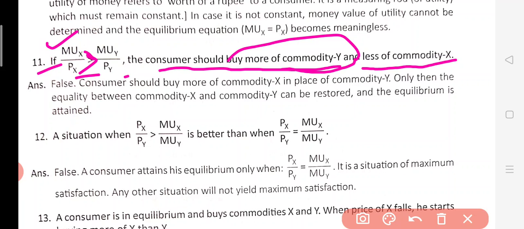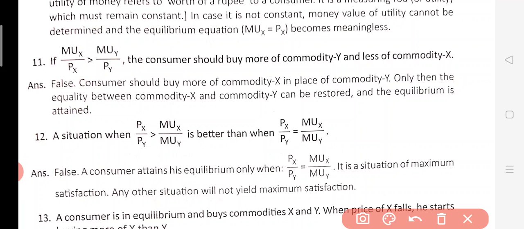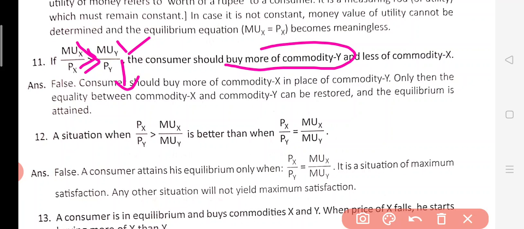And according to this statement, they are saying that he should spend money and buy more Y good. But already he is getting less satisfaction from Y good, because this arrow is showing that MUy is providing him lesser satisfaction or lesser utility. So in this case, if you spend more money on Y good, this will go further down and this arrow will still remain like this. So he is not going to get equilibrium in this way. He will have to spend on this X good because the arrow is open on the side of the X commodity.